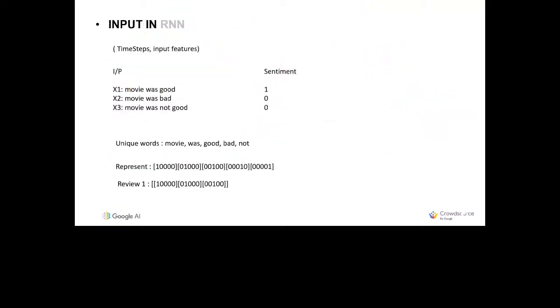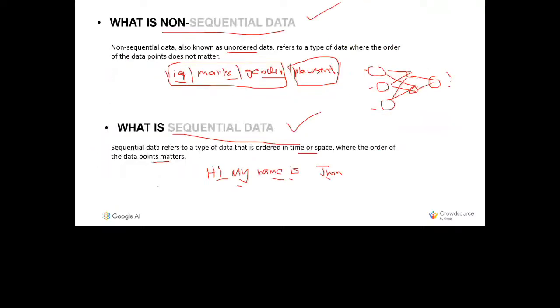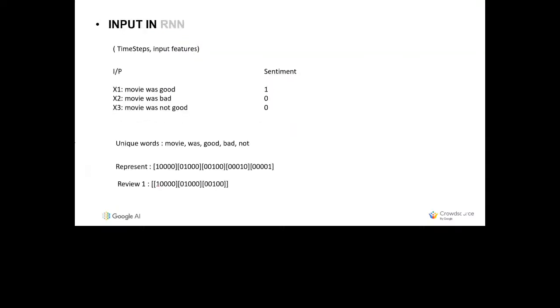Now talking about the inputs in the RNN, as I said here, we have 3 sentences, and let us see what the unique words in this are. For the first we have 3 unique words. Here we have one unique word. Here we have not, not, and good is also repeated. So in total we have 3, 4, 5, so in total we have 5 features.